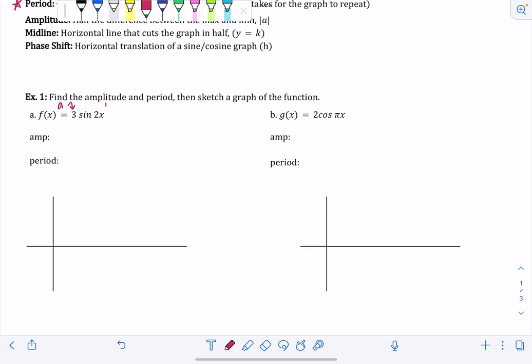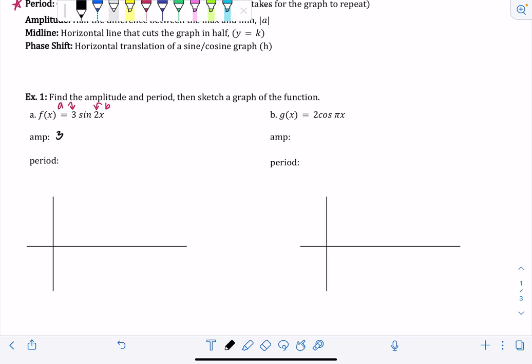So b is always the number that's between sine or cosine and your variable. Typically it's x, sometimes you'll see theta though. So in this case, b is 2. So for finding the amplitude, it's just the absolute value of a. In this case, a is 3, so our amplitude is 3. That's going to be the distance that we go above our midline and then below our midline.